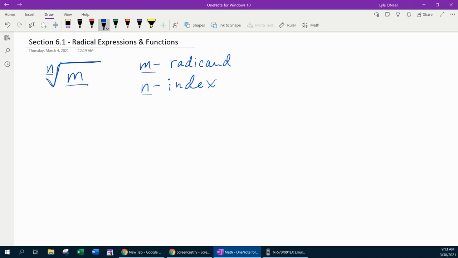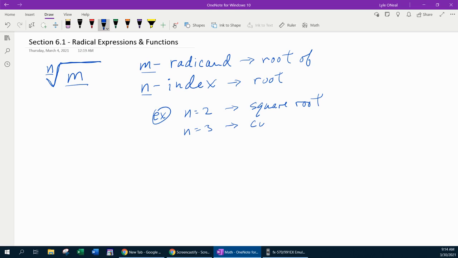The radicand is what you're taking the root of, and the index is the indicated root. So for example, if n is 2, then you're taking the square root. Or if n is 3, then you're taking the cube root. And any higher than that, you would just say 4th root, 5th root, 6th root, and so on.